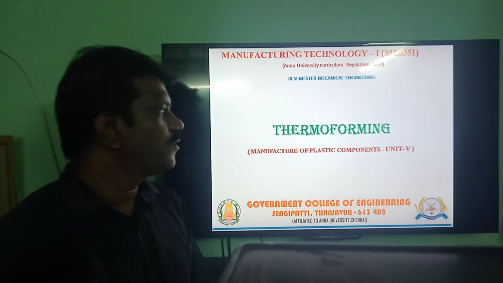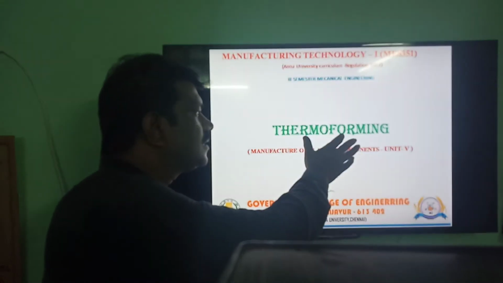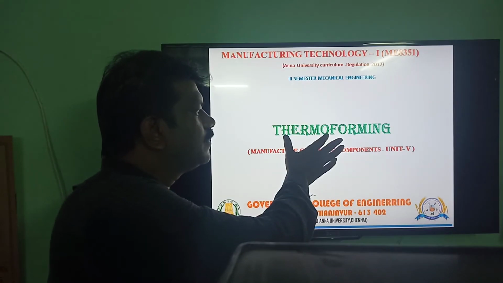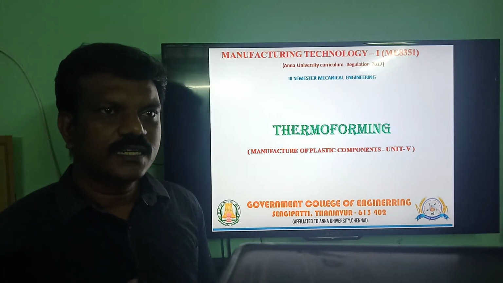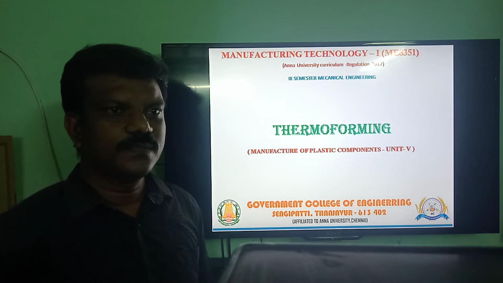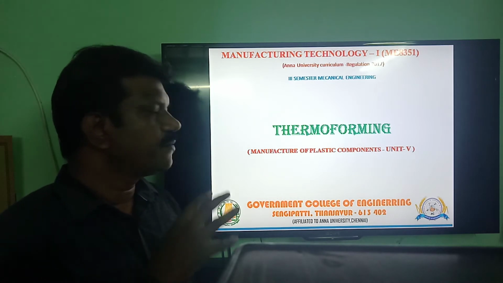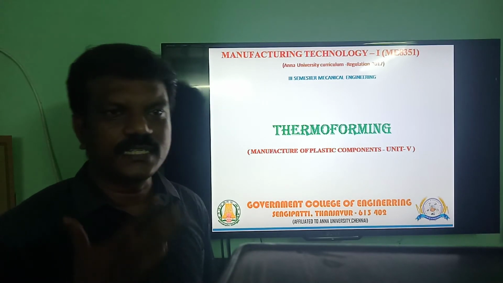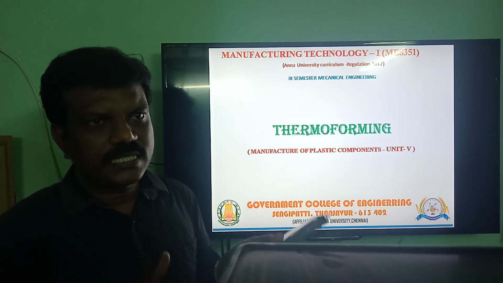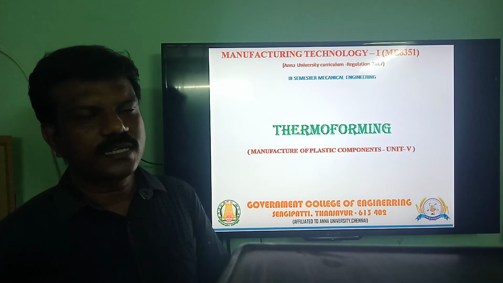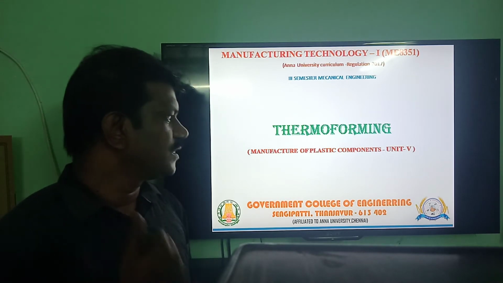Thermoforming is a word coined from two words, thermal and forming. Forming means converting one shape to another shape. Thermal means by means of application of heat. So by means of application of heat, one shape of the plastic is converted to another shape. That is called the thermoforming process.